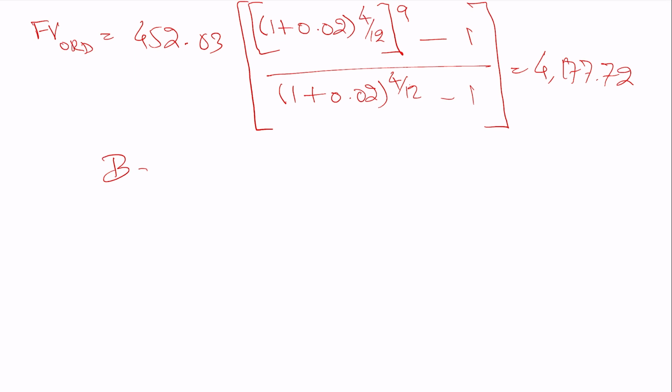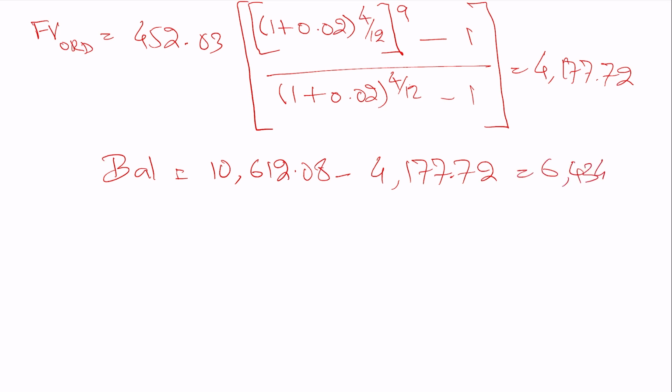So what is the balance? We get 10,612.08 minus 4177.72. So in this way, the balance is 6,434.35. Now, what is this balance? This balance is the balance outstanding at the ninth payment. Now we want to calculate the 10th payment. So this is the balance.